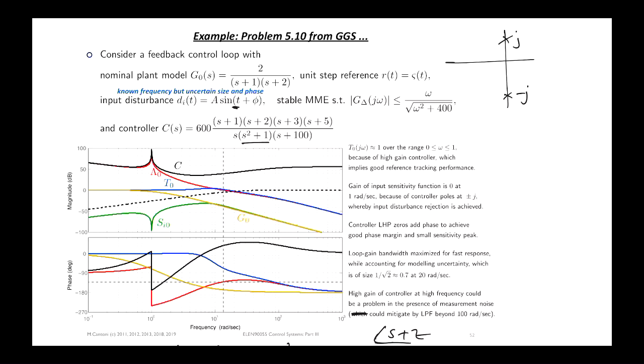So, in this example we have a plant that has two stable poles, one at s equals minus 1, one at s equals minus 2. And what we're trying to achieve here is tracking of a step reference, okay, rejection of an input disturbance, which is sinusoidal. Okay, we know the frequency, but we don't know the size, and we don't know the phase. Okay, and that's consistent with thinking of these external signals as sometimes representing uncertainty, things that we don't know about the operating environment.